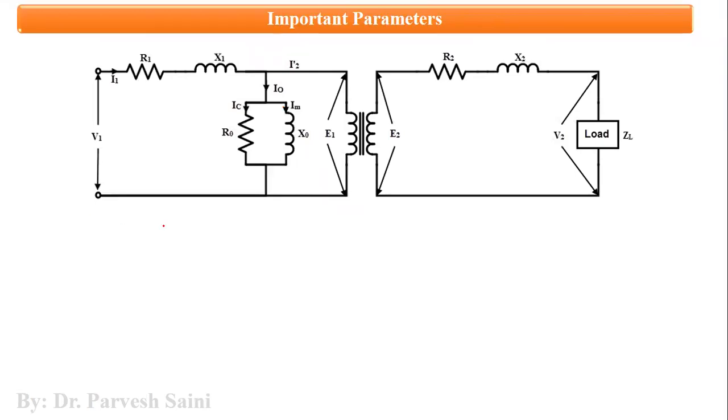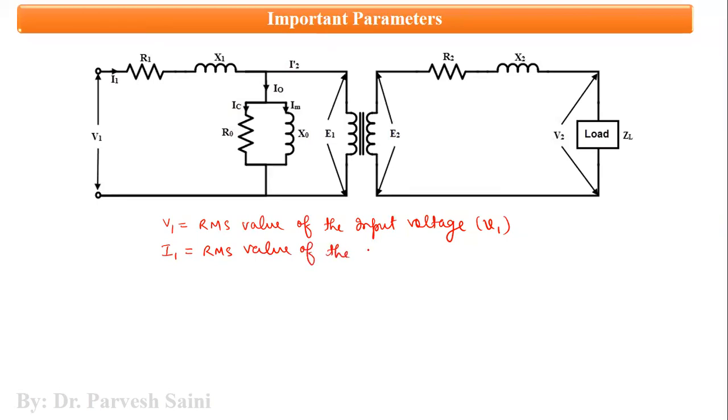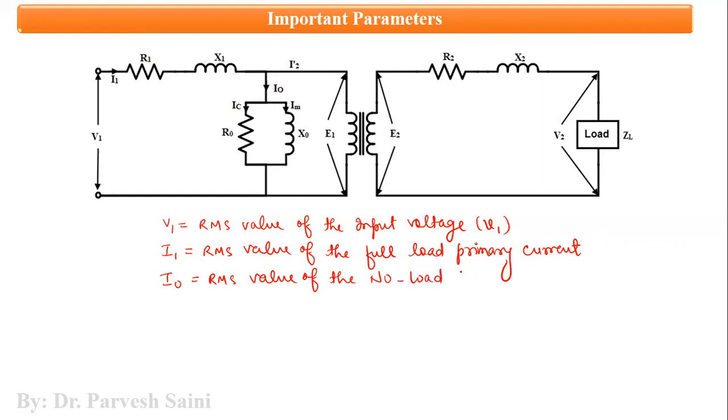So here V1 is the RMS value of the input voltage V1, right? Then I1 is the RMS value of the full load primary current. Then similarly, I naught is basically the RMS value of the no load primary current.